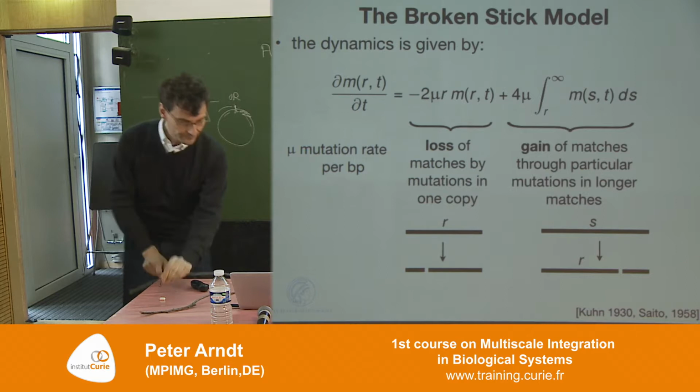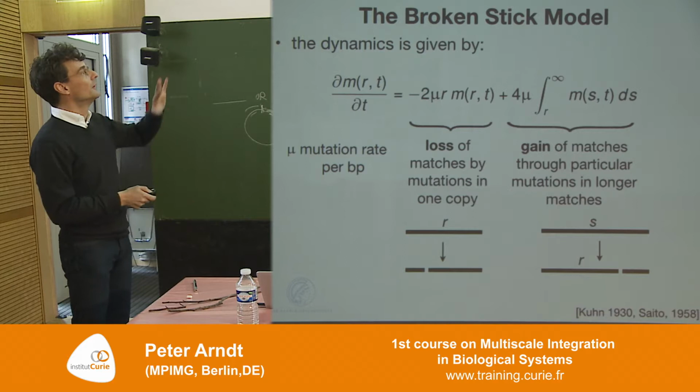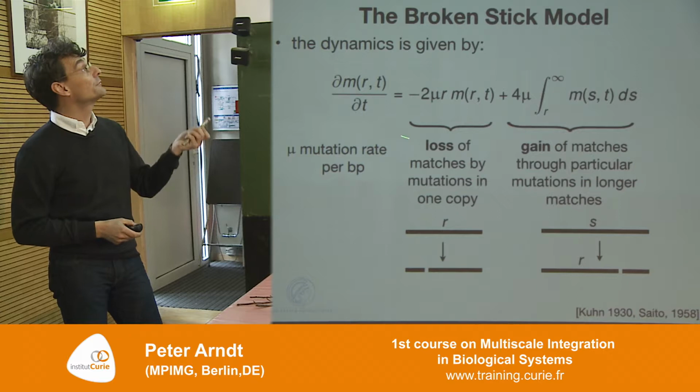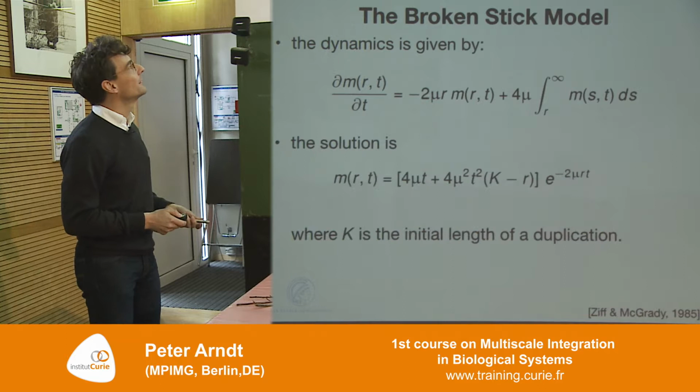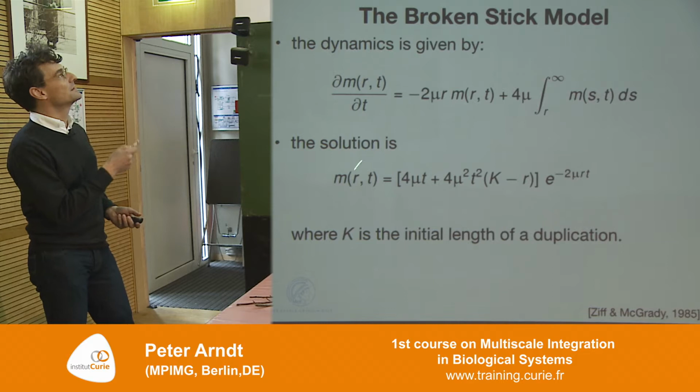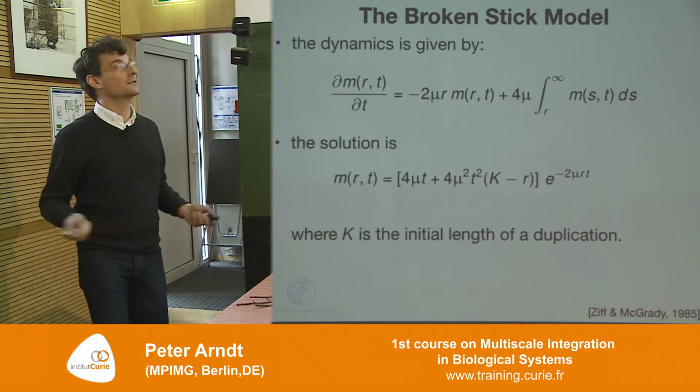So this is everything which goes on here. Just for reference, this stick breaking process was developed by Kuhn in the 1930s. This differential equation occurred in 1958, sometime after that. And the solution of this differential equation is by Ziff and McCrady from 1985. And it's this exponential function. Unfortunately, it's an exponential function and not a power law.